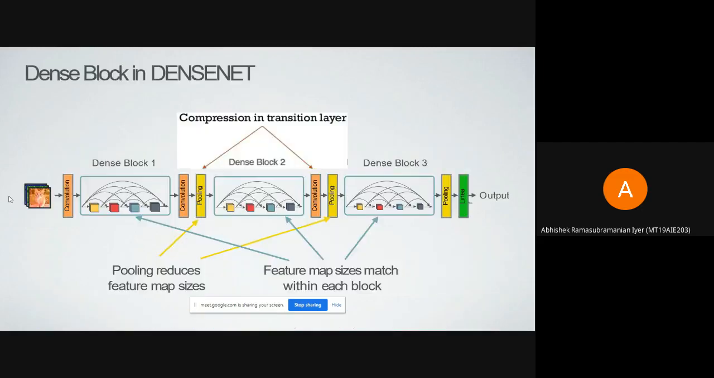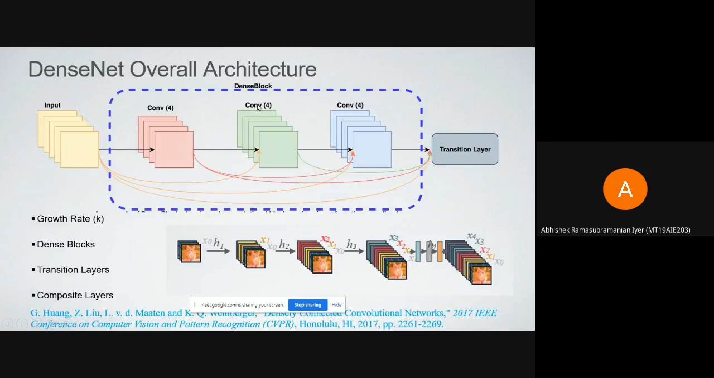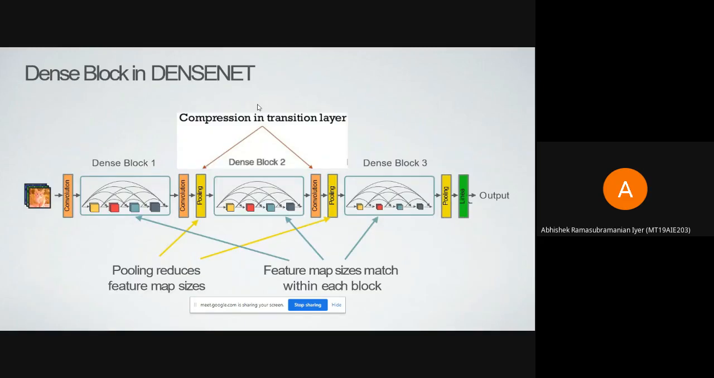Let's go a little bit deeper into this. As we see from the left side, we have input feature maps, some convolution has happened, after which there are dense blocks. Here we can see as an example, we have three dense blocks. In between the dense blocks, we have the transition layers that we mentioned previously. In the transition layers, we are typically doing convolution and pooling operations. So essentially it's a compression that we are doing, because pooling will reduce the feature map sizes.